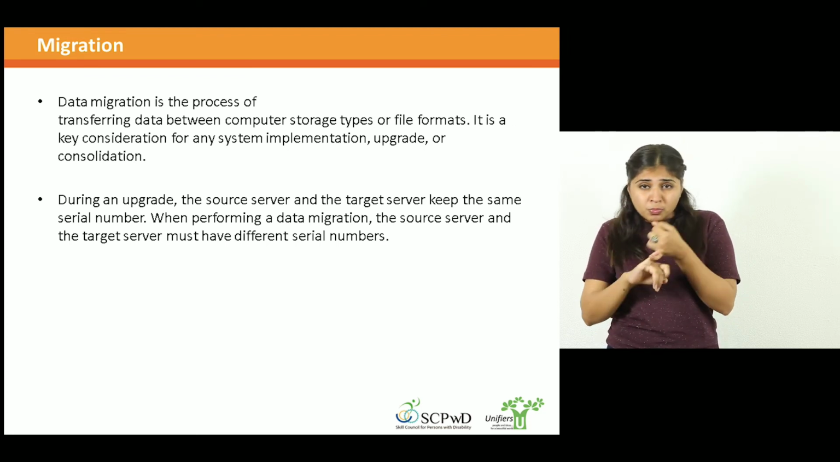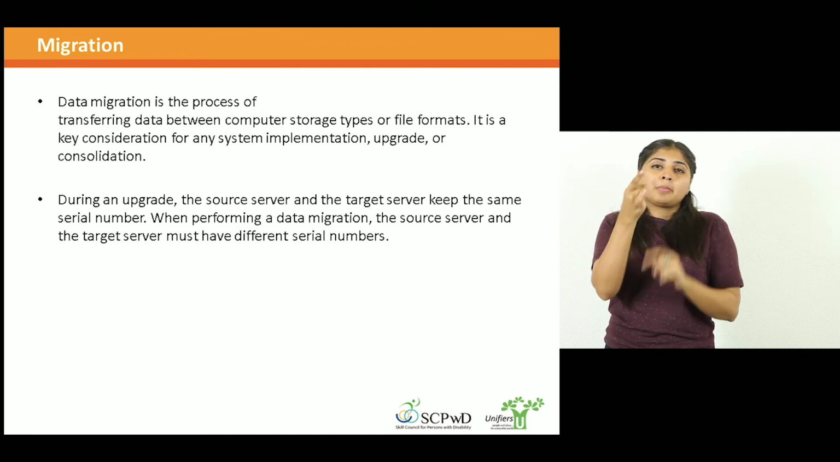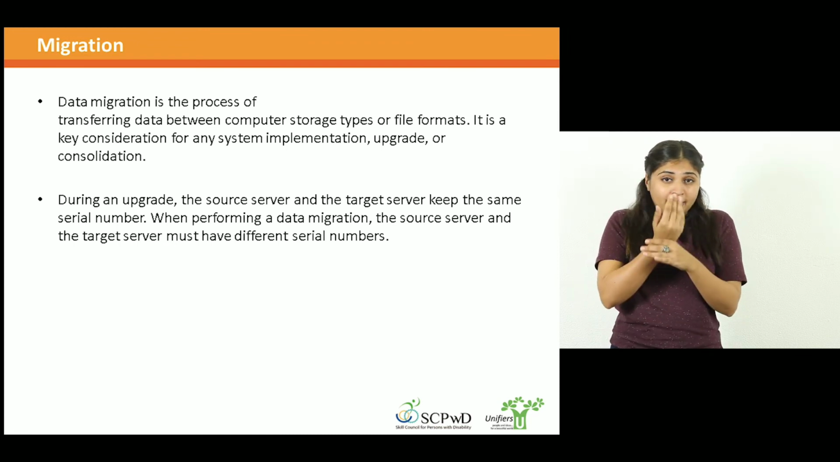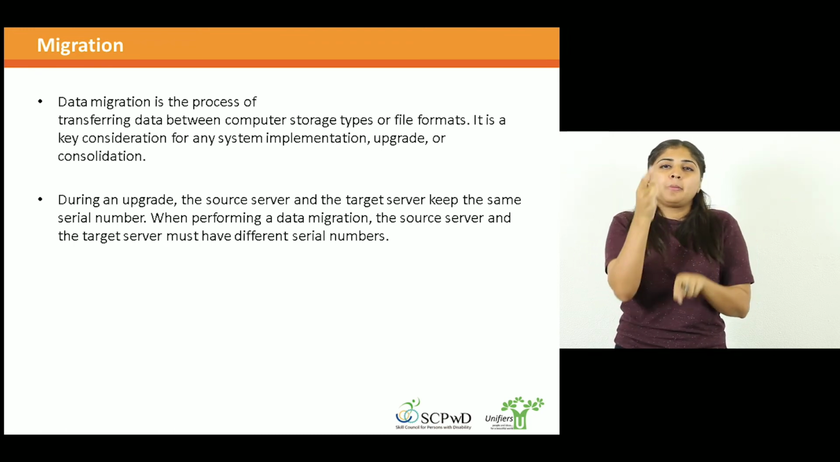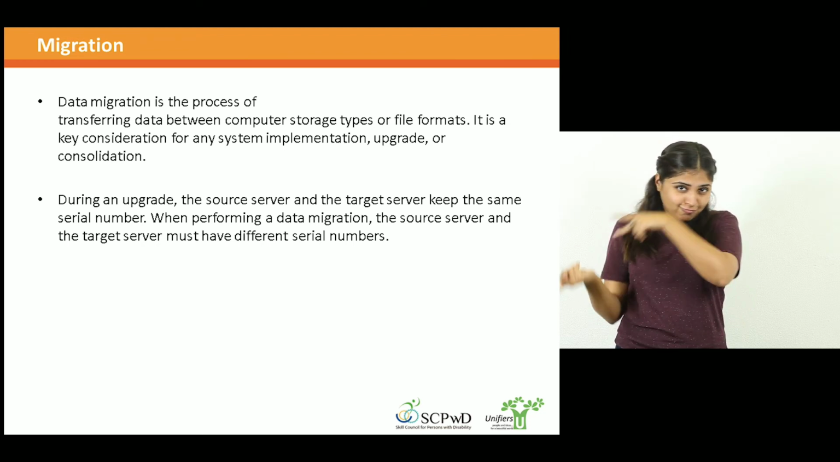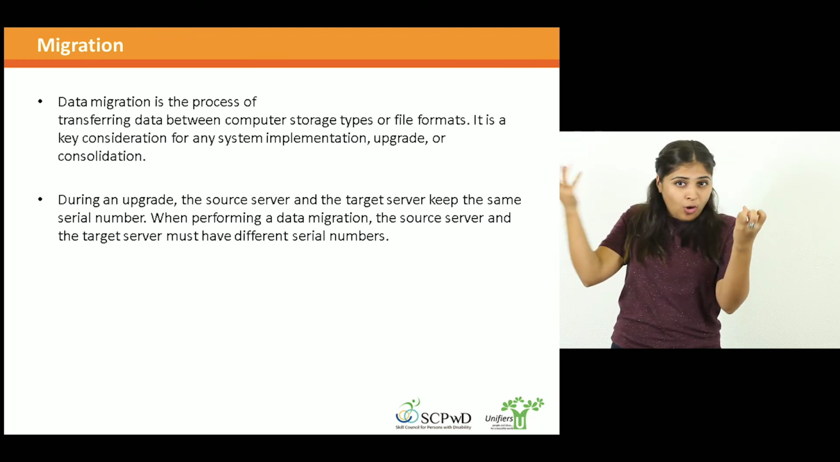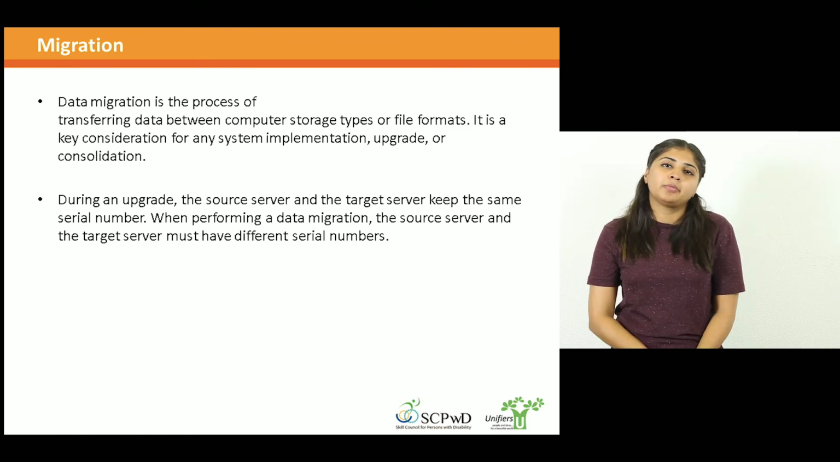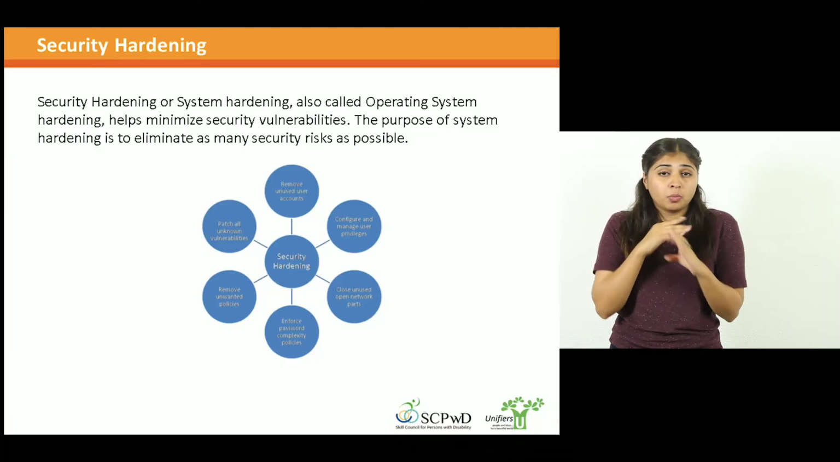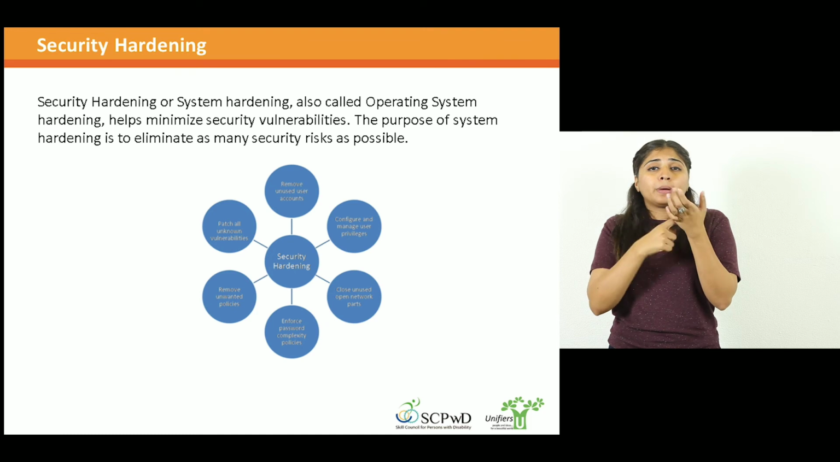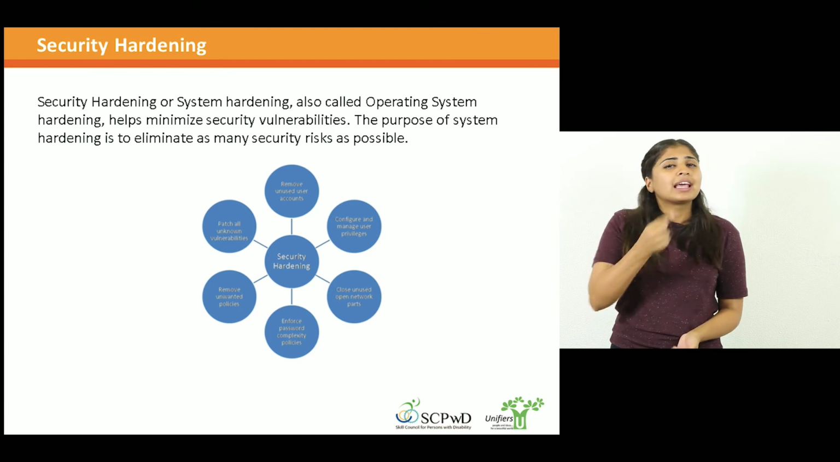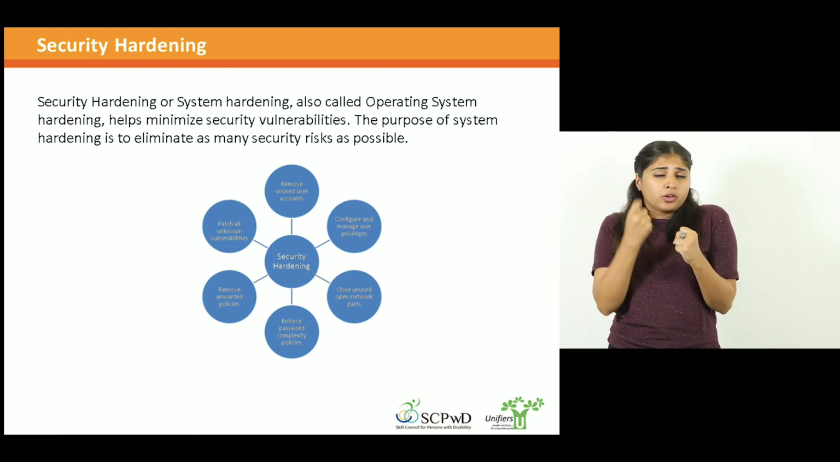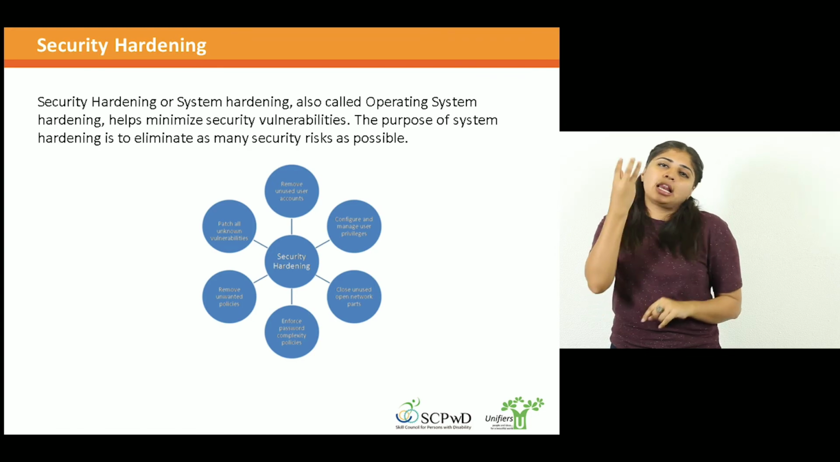During an upgrade, the source server and the target server keep the same serial number. When performing the data migration, the source server and the target server must have different serial numbers. Security hardening. Security hardening or system hardening, also called operating system hardening, helps minimize security vulnerabilities. The purpose of system hardening is to eliminate as many security risks as possible.